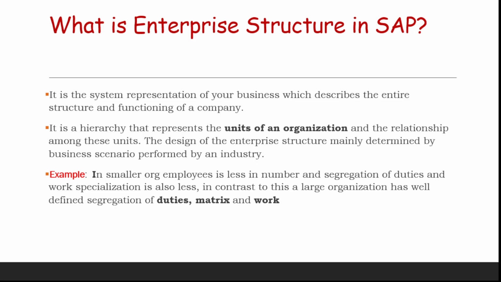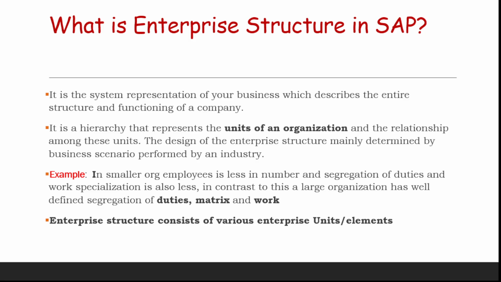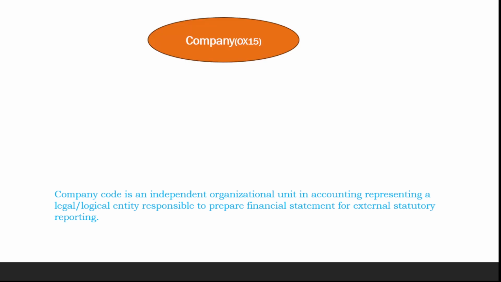In smaller organizations, fewer employees are there, and the segregation of duties and work specialization is also less. But in contrast, large organizations have very well-defined segregation of duties, matrix, and work. So enterprise structure consists of various enterprise units and elements that we will discuss.